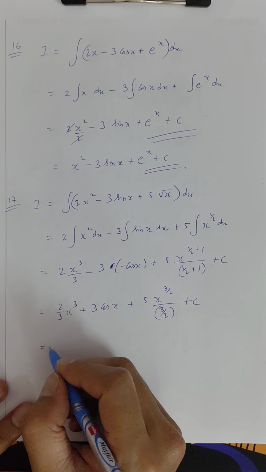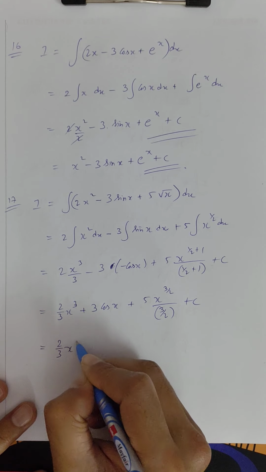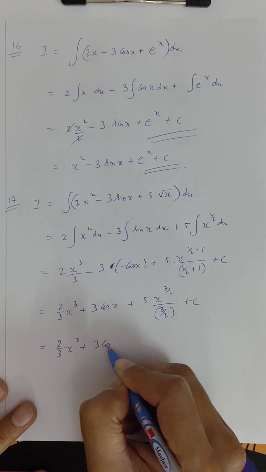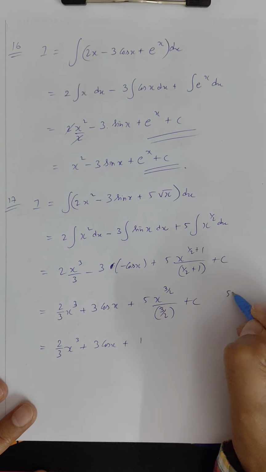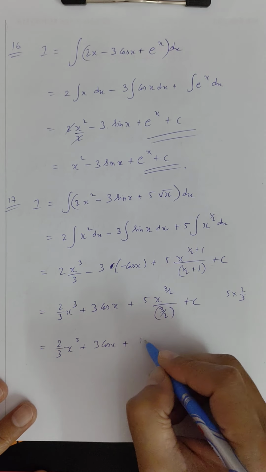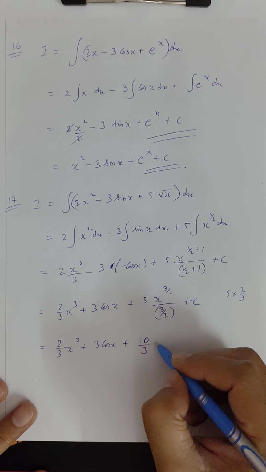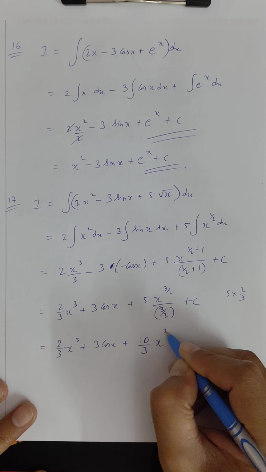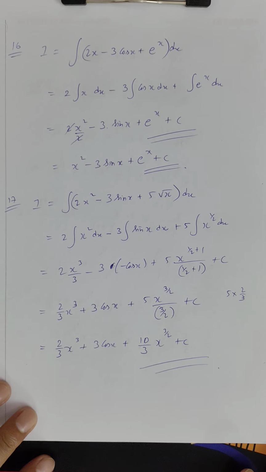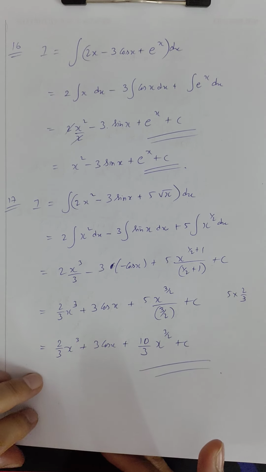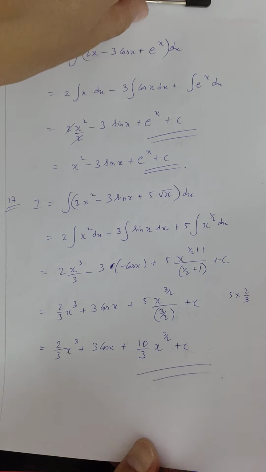So that is 2 by 3 x cube plus 3 cos x plus 5. If I just cross multiply, then I'll have 5 into 2 by 3. So that's going to be 10 by 3 x power 3 by 2 plus c. That's question number 17. Simple questions. These are all just warm up exercises, just to get used to integration.